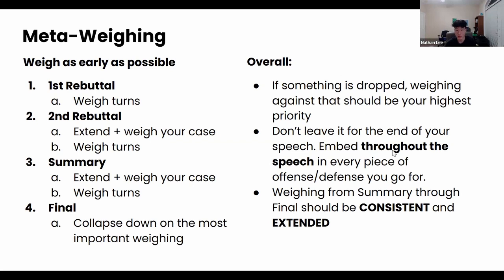When you're not communicating with your partner and you extend different mechanisms, that honestly doesn't really count as extending weighing. Because if you're not extending the same thing, then you're not giving the judge a consistent mechanism to vote for. So always be sure to communicate with your partner about forging a coherent narrative.